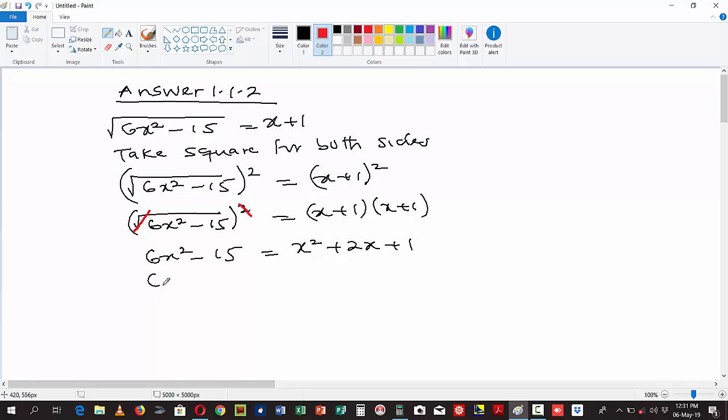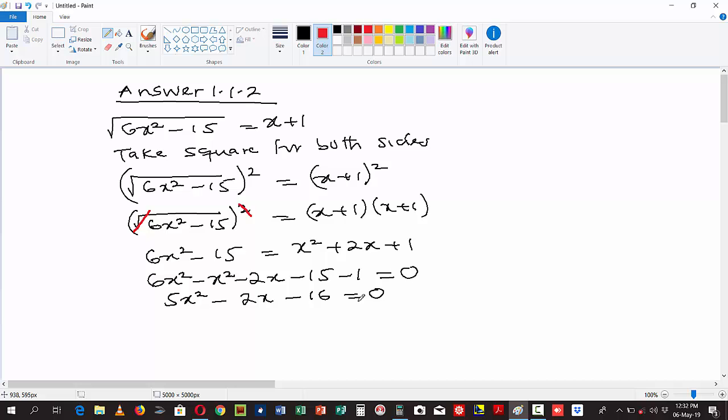So we are going to have 6x squared minus x squared minus 2x minus 15 minus 1, everything equal to 0. Now we have arranged everything. We have rearranged everything on one side in order to get our quadratic equation. Therefore, we have 5x squared minus 2x minus 16 is equal to 0. This is the quadratic equation which can be factorized.